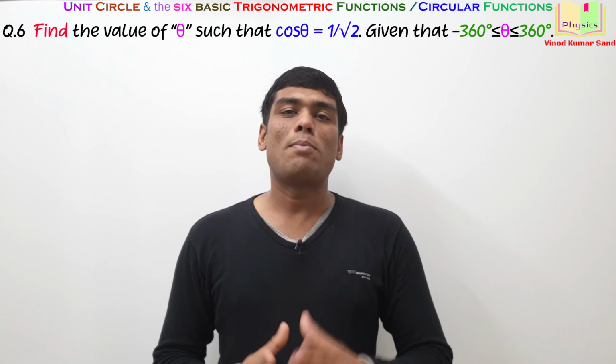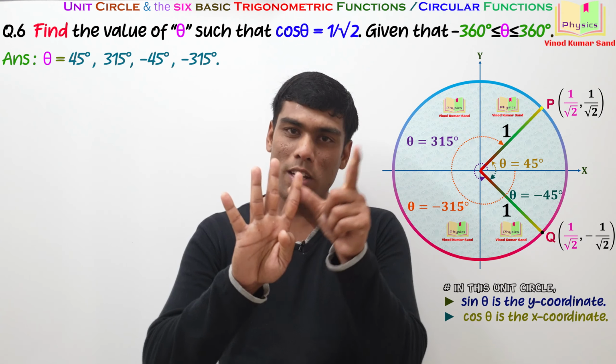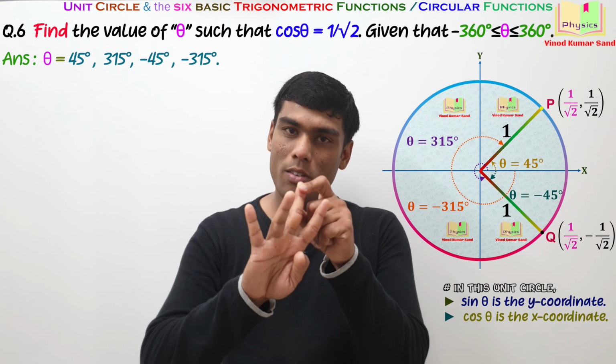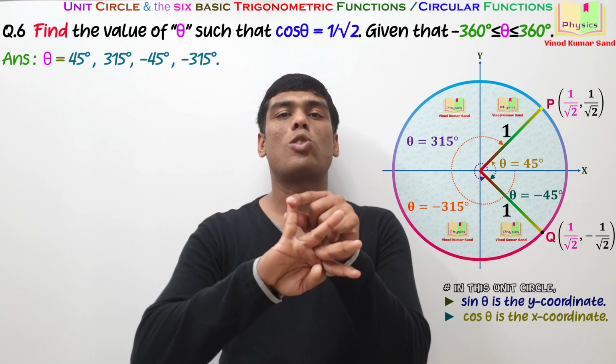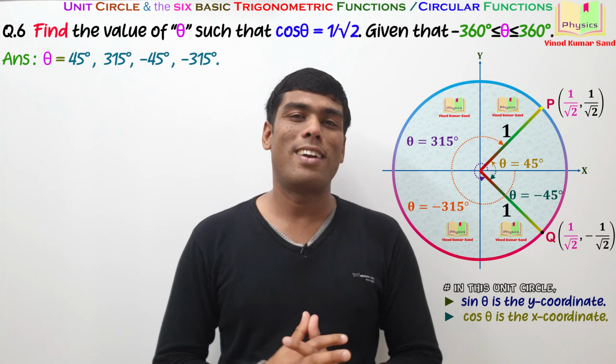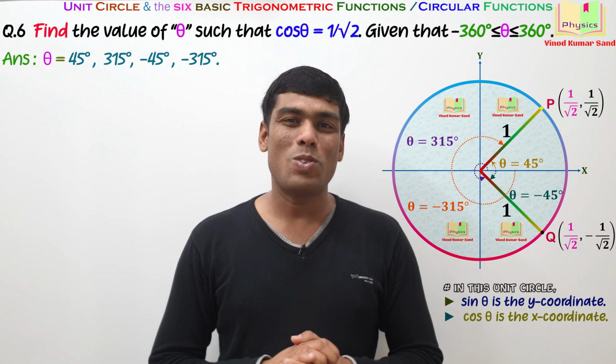Okay, this time the correct answers are 4. Theta is equal to 45 degree, theta is equal to 315 degree, theta is equal to minus 45 degree as well as theta is equal to minus 315 degree. I hope you understand all these answers.